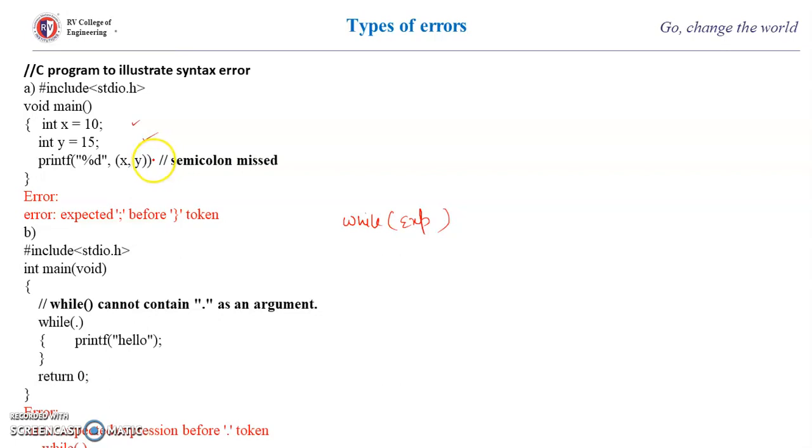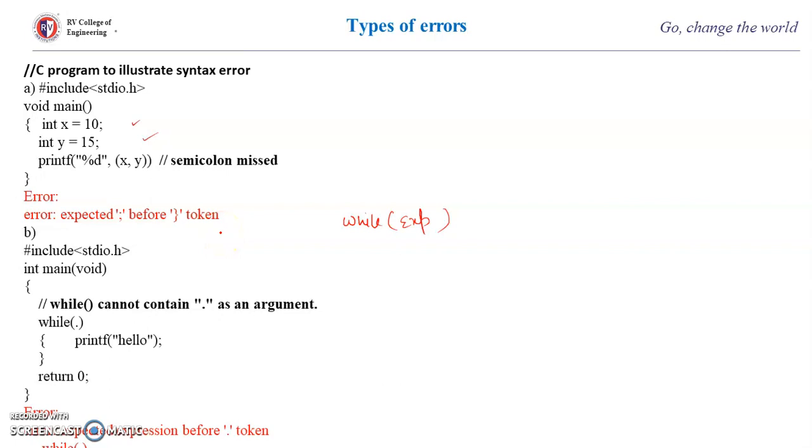So these are the syntax which we must follow. We need to write the semicolon after printf. We must give some expression in while loop, inside the parenthesis. If we violate that, all these errors will come. That's why we call it syntax error, because we violate the syntax of C, and when we compile the code, these errors will be detected. So we call it compile time error also.